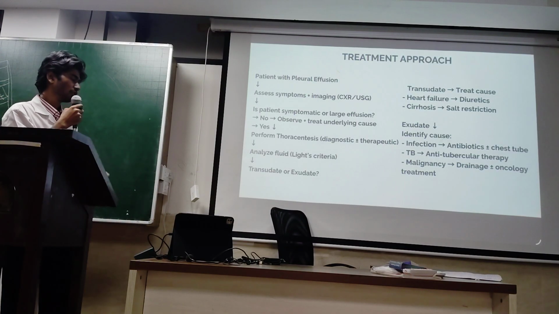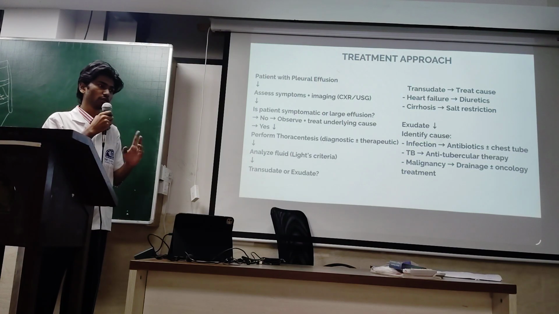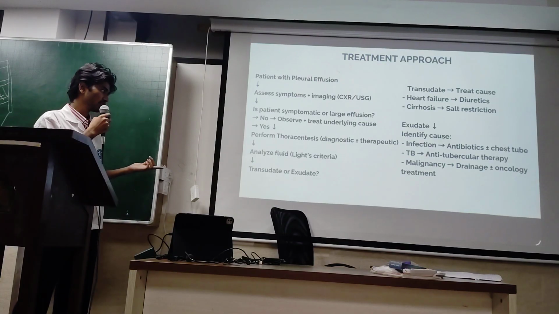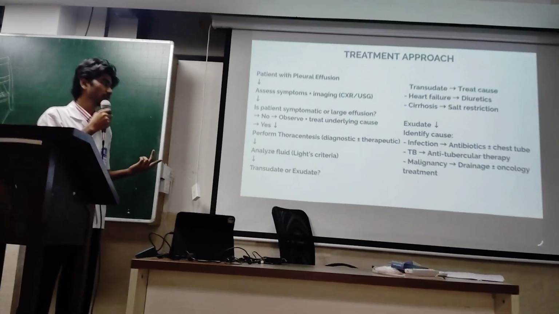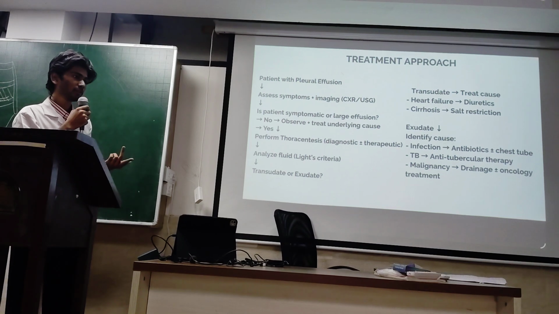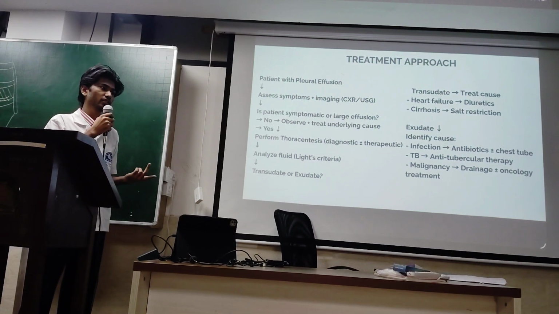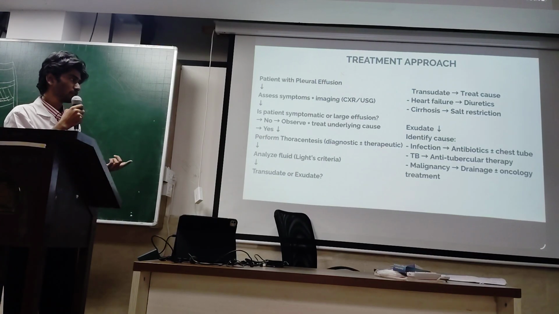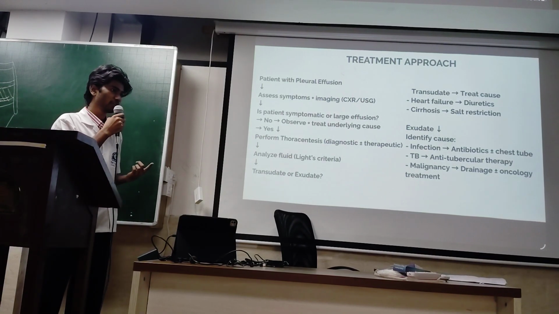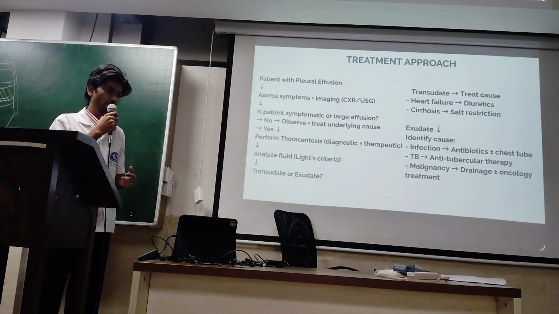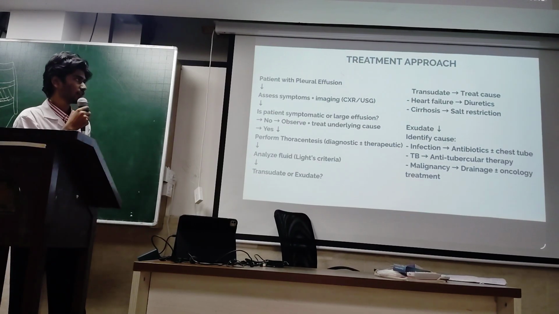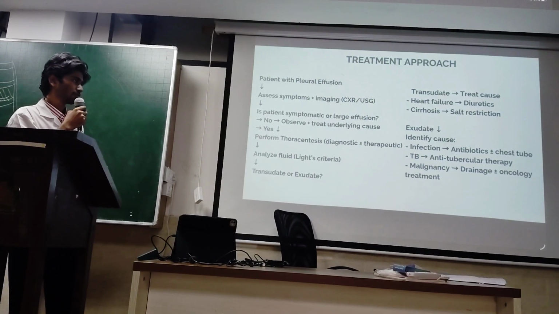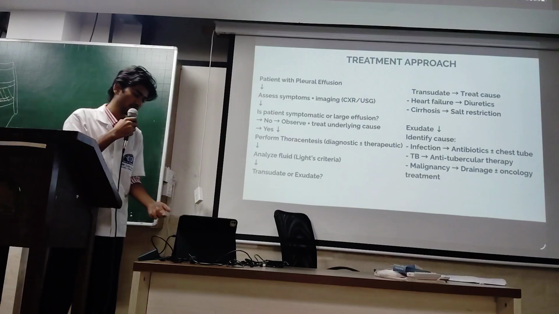And then we would analyze the fluid using Light's criteria to judge whether the pleural effusion is transudate or exudate. If the fluid accumulated is transudate, it may be due to pressure changes such as oncotic pressure difference, and if the pleural effusion is of exudate type, then it may be due to inflammation. The causes of transudative effusion are heart failure and liver cirrhosis, and of exudative effusion are infection, TB, and malignancy.